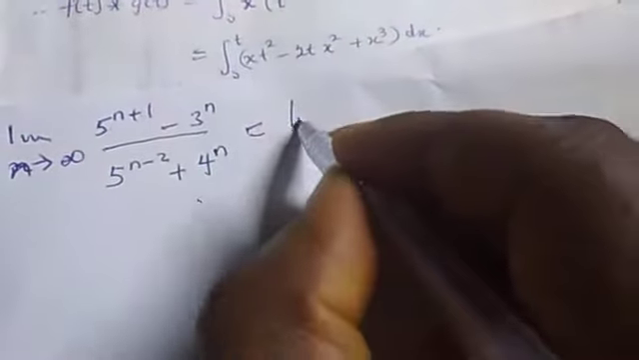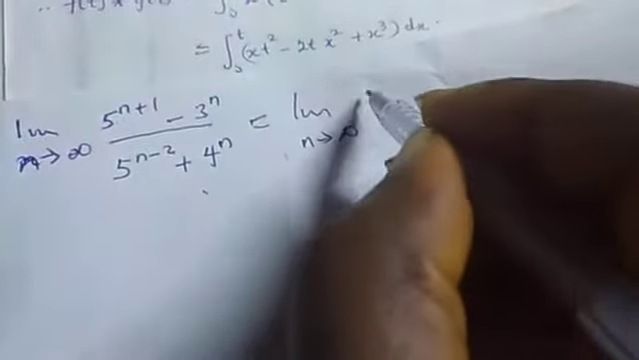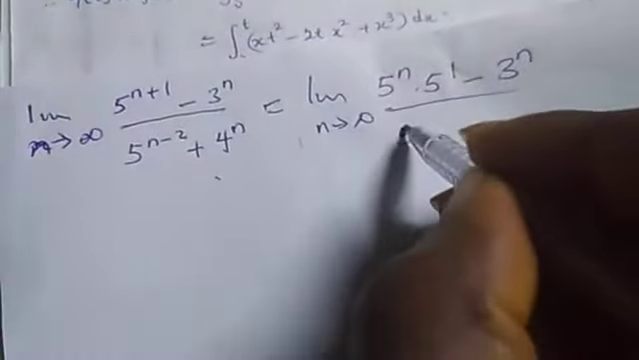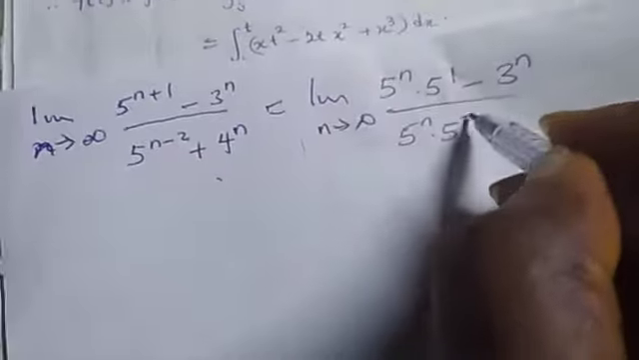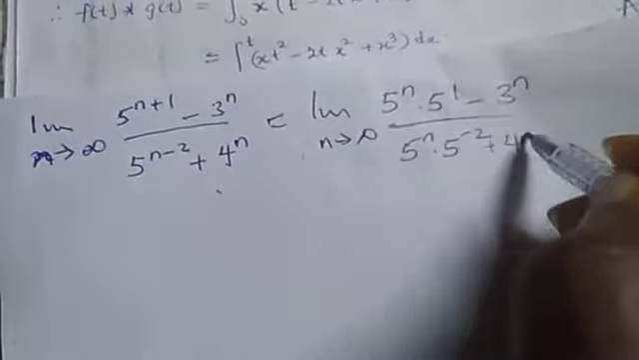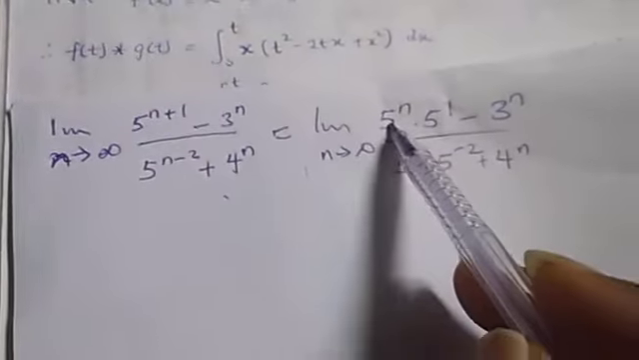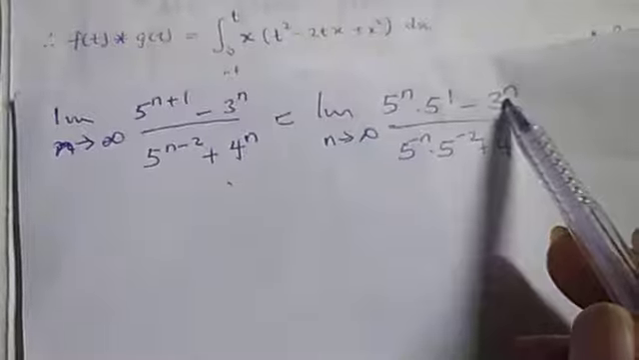This one can quickly be written as limit of n tends to infinity. If you apply indices, we have 5 raised to power n dot 5 minus 3 raised to power n, divided by 5 raised to power n dot 5 raised to power minus 2 plus 4 raised to power n. So we divide both sides. Out of all these numbers raised to power n, 5 raised to power n is higher. So we divide both sides by 5 raised to power n.